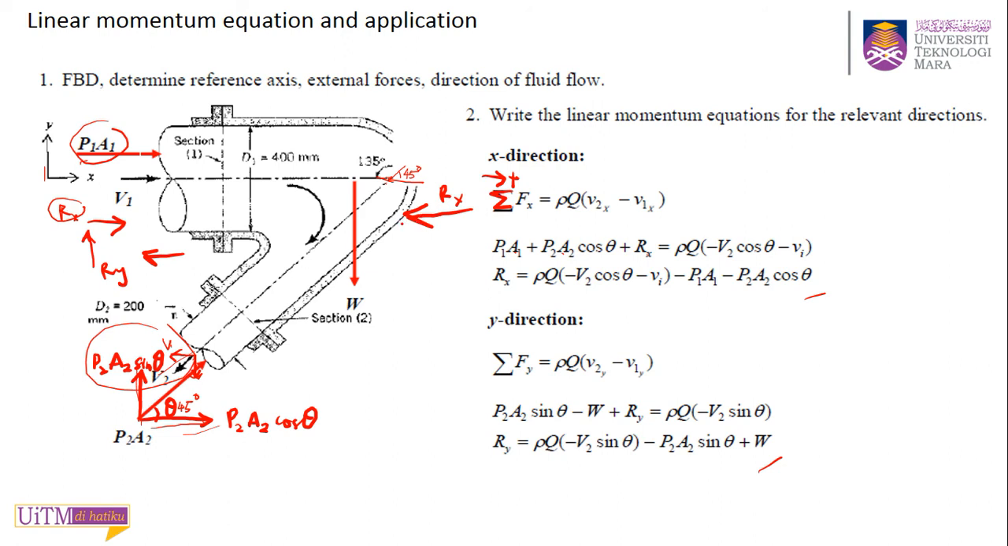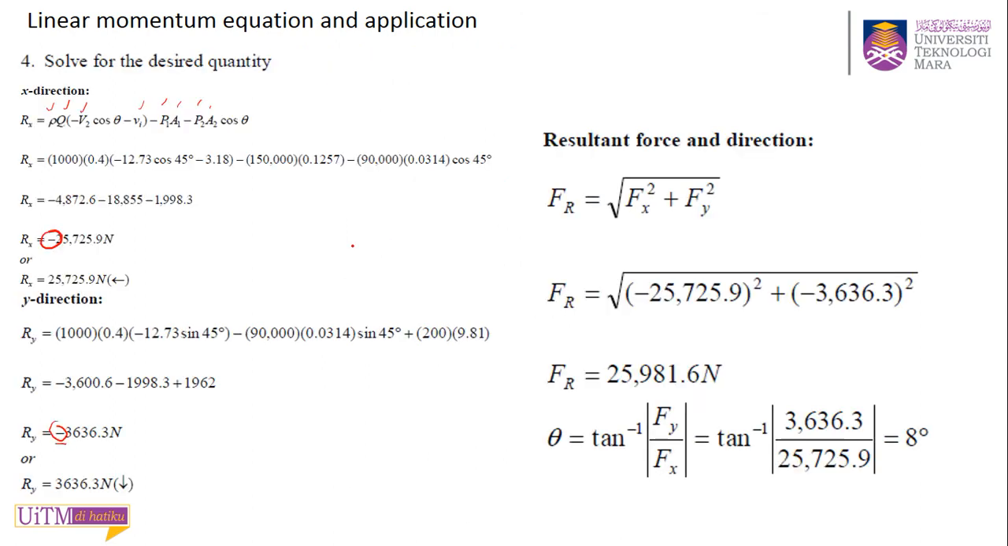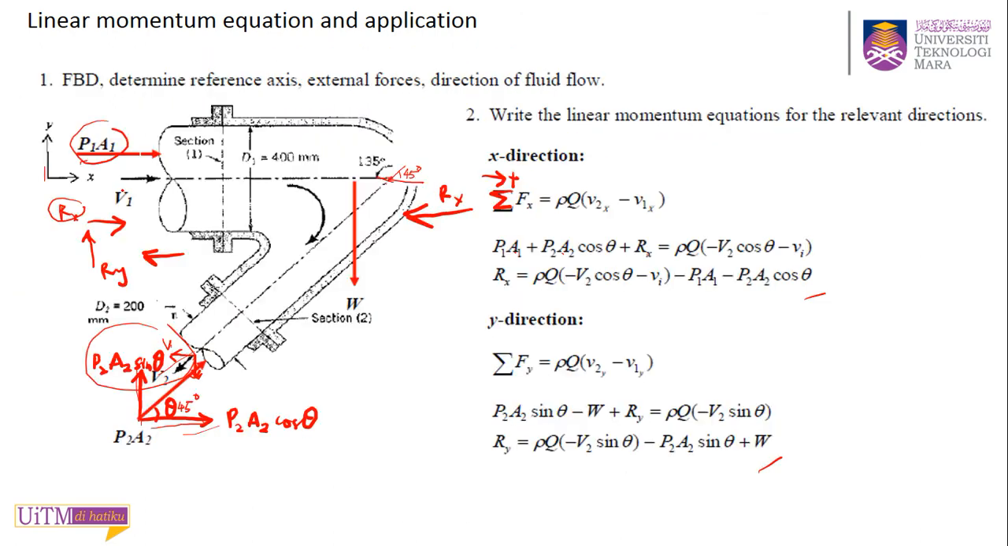Betul, sir. So that's why don't worry too much about which direction to take for the resultant force when you write your linear momentum equation, but just establish your reference as this. That's why they give you this reference. To the right is positive, upward is positive, and you label your equation. The Rx can be to the right, can be to the left. It will depend on your calculation.